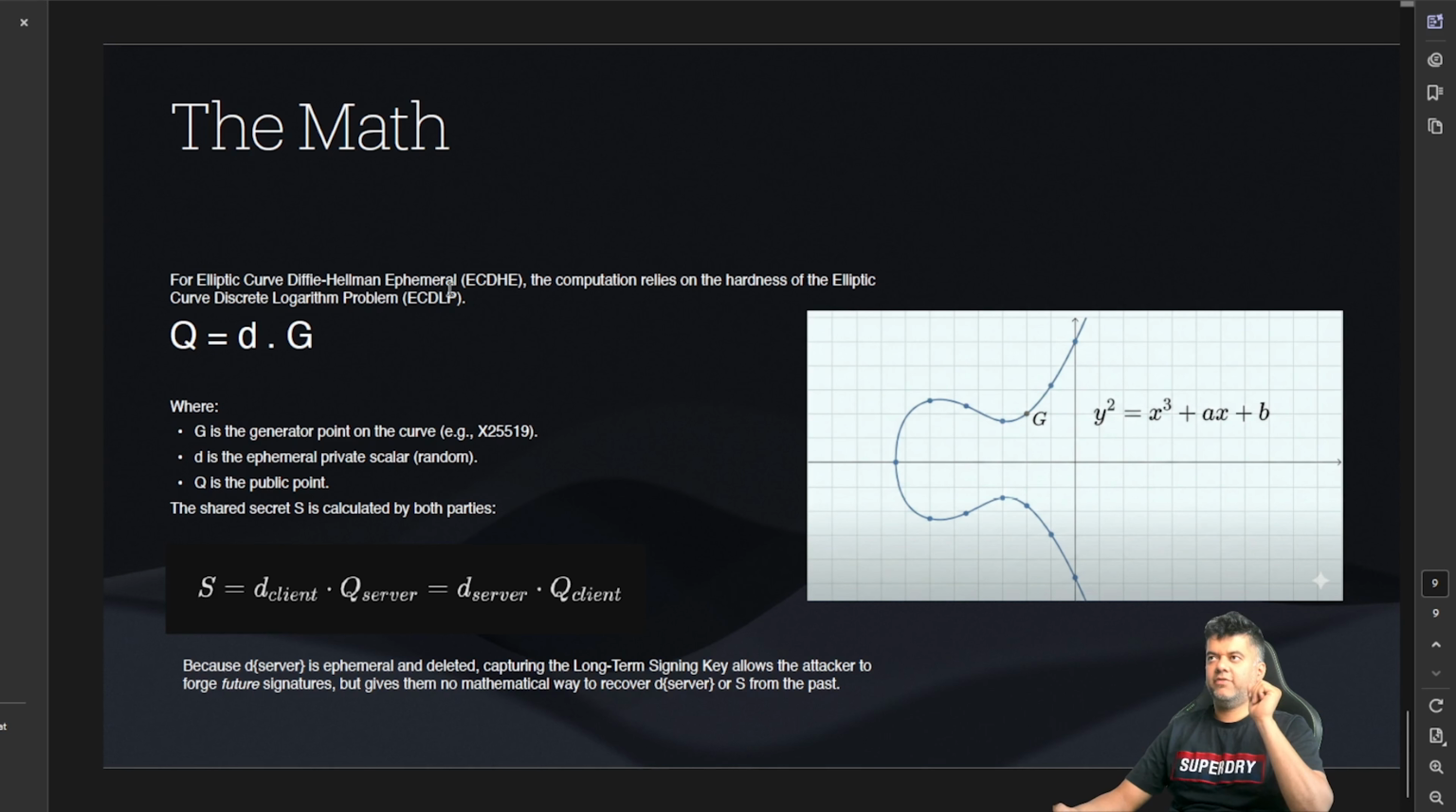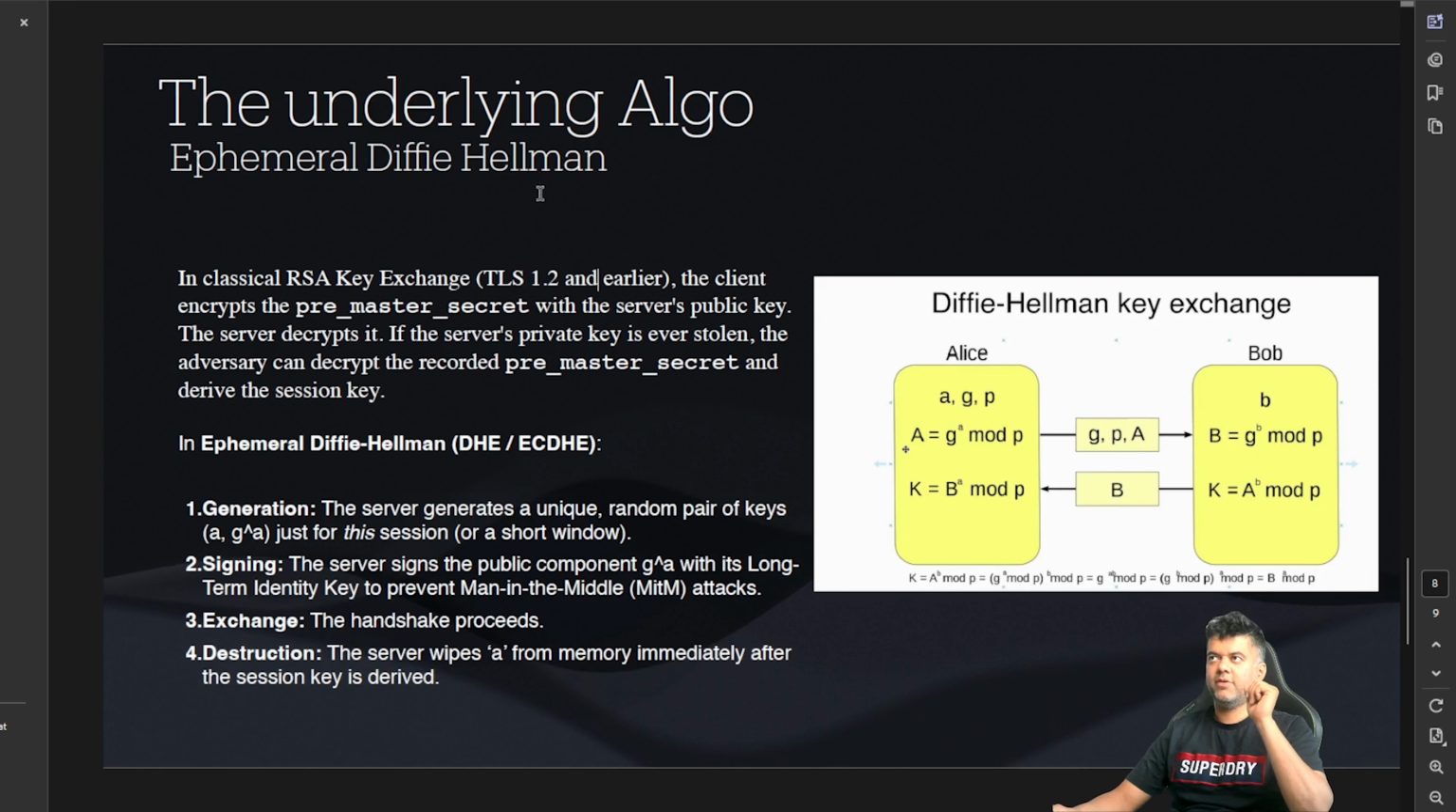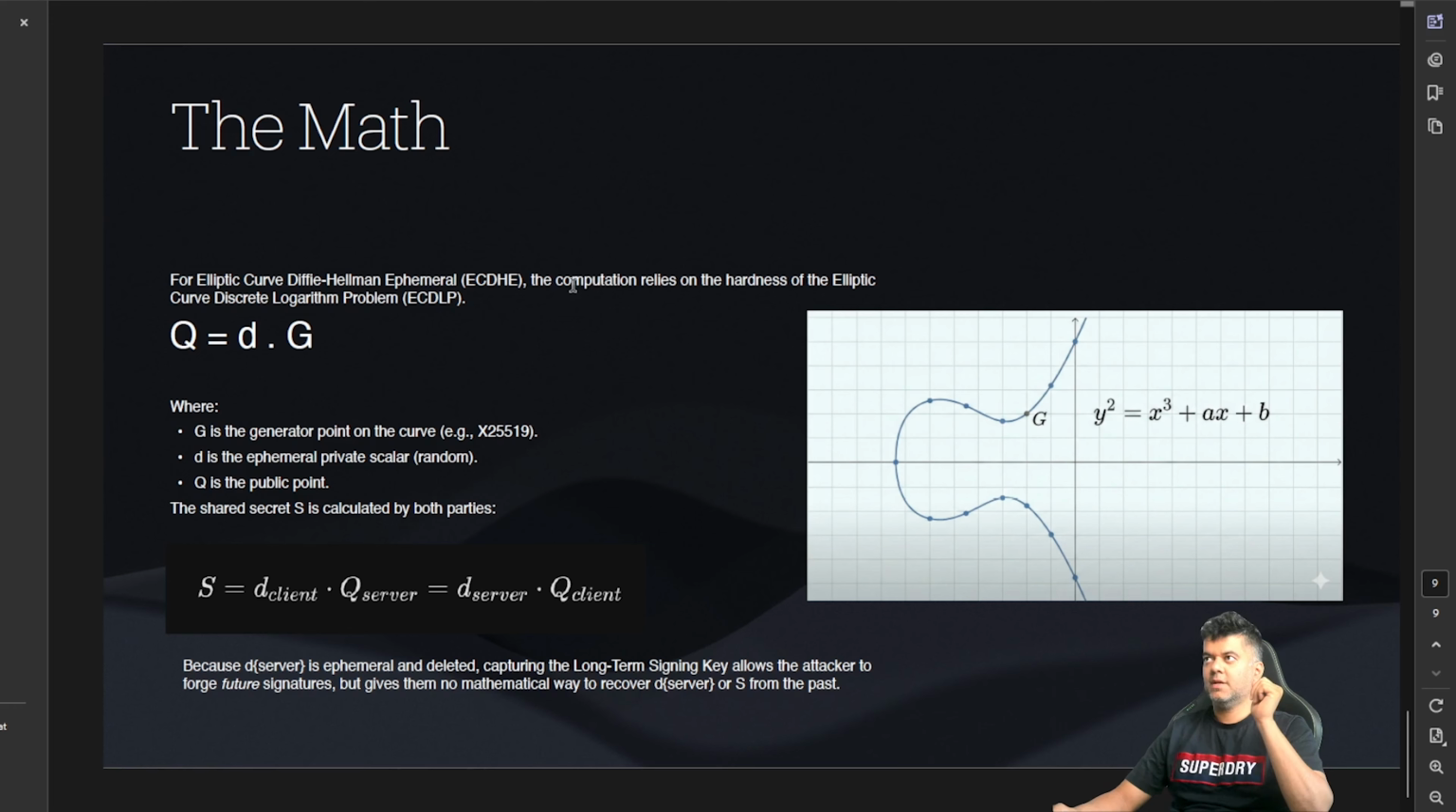So for the elliptic curve Diffie-Hellman ephemeral, which is essentially the ephemeral Diffie-Hellman algorithm that I was talking about, the computation relies on the hardness of the elliptic curve problem. Okay, so you have Q, where Q is equal to D dot G, where G is the generator point on the curve. You can see G on the curve. D is the ephemeral private scalar, which is random, and Q is the public point. The shared secret is calculated by both parties. So S is equal to D of client dot Q of server, which will automatically be equal to D of server dot Q of client.